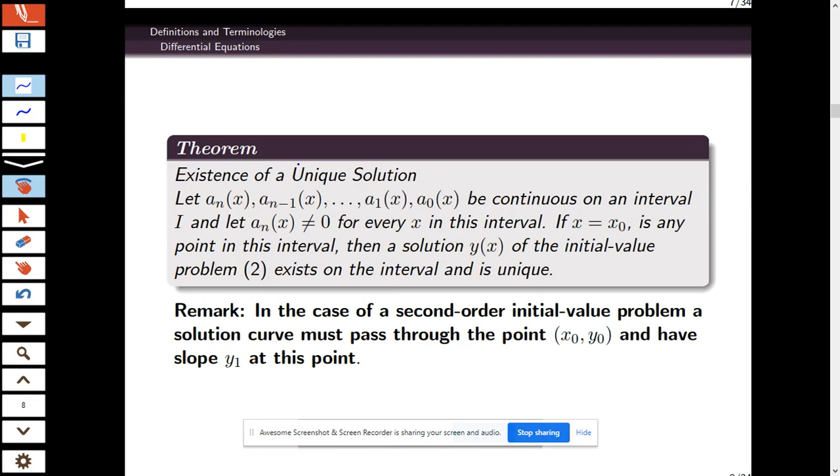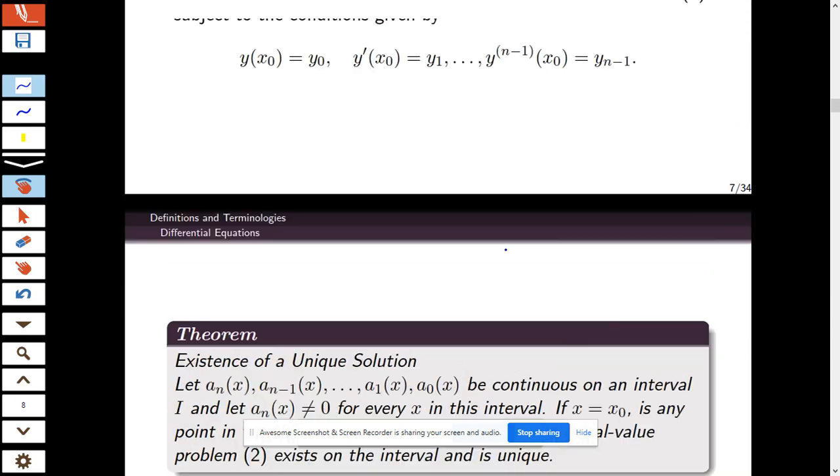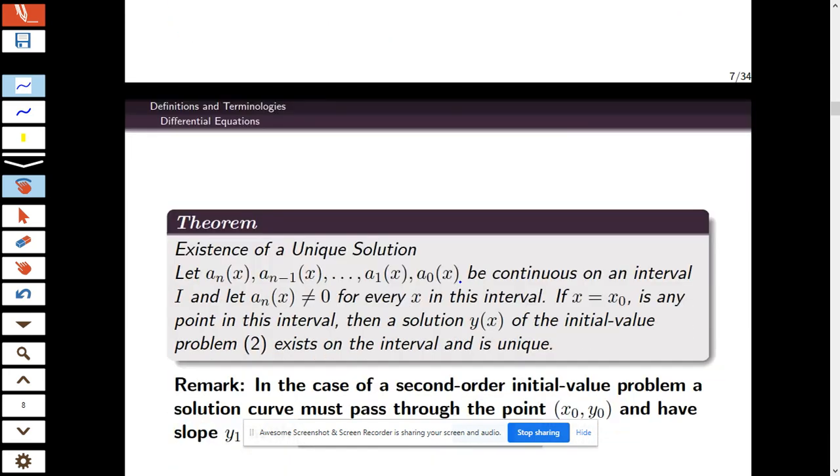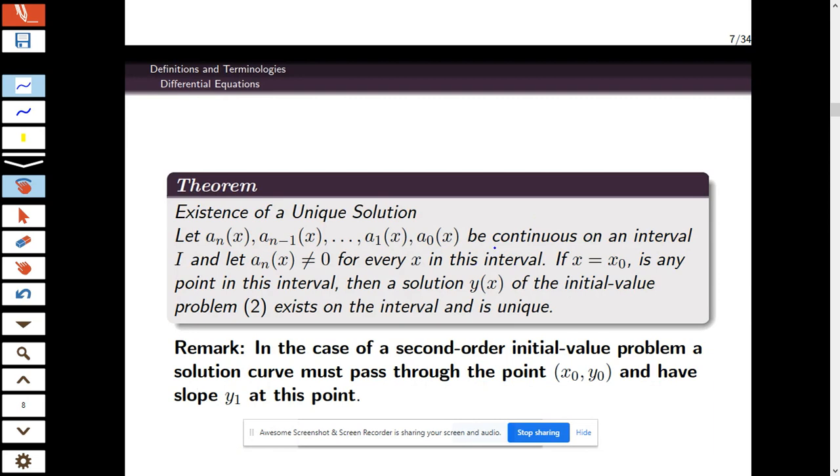Okay, existence of a unique solution. I'm pretty sure this same slide is in your ODE course. Let a_n, a_(n-1), these are the constants just now, in front of the derivative terms. The solution is unique if it is continuous on every interval, and this is the main point here: a_n cannot be equal to 0. Then you say there exists a unique solution.